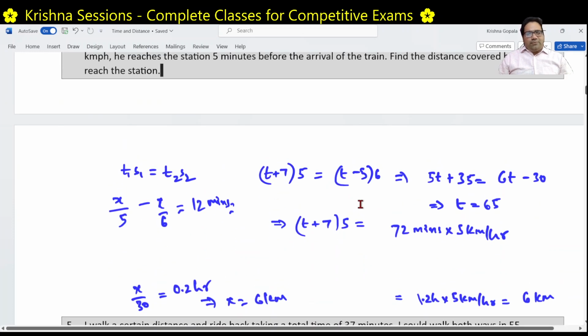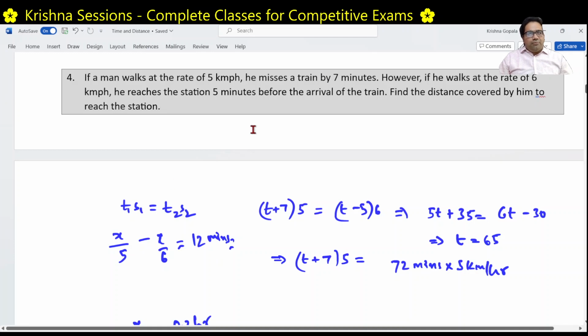So t is equal to 65 minutes. Ideally, we have to multiply in terms of hours. So here it should have been t plus 7 by 60 and t minus 5 by 60. This is hours and this is speed, so time into speed. But because we can cancel 60 and 60, I mentioned it directly as t plus 7 into 5 equal to t minus 5 into 6. Otherwise the distance is speed in kilometers per hour into time in hours. Anyway, 60 gets cancelled, so t is equal to 65 minutes.